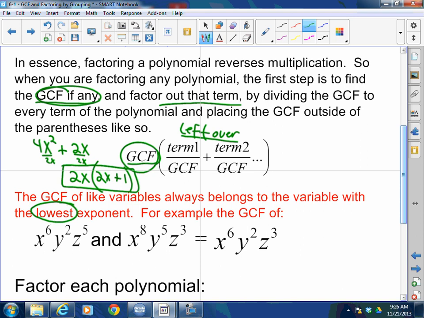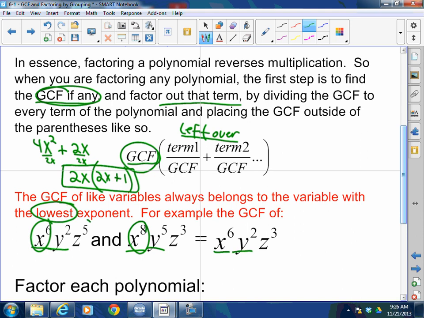What number goes into another number evenly? I've got 6 x's here and I got 8 x's here. Can't I take 6 x's from here and from here? So it's the lowest exponent, x to the 6th. I have y squared and I have y to the 5th. I can take y squared out of both. So again, y squared, it goes to the lowest exponent variable.